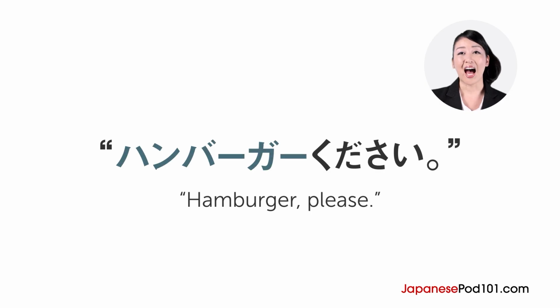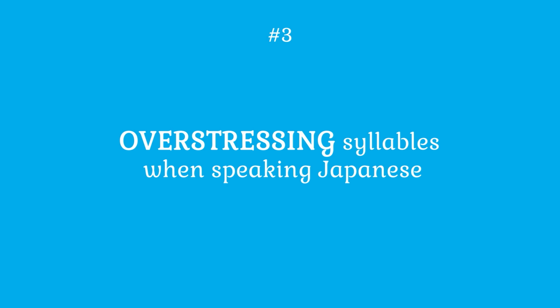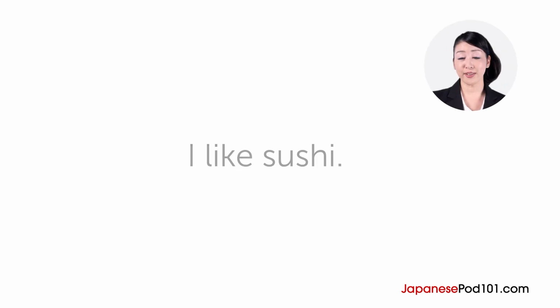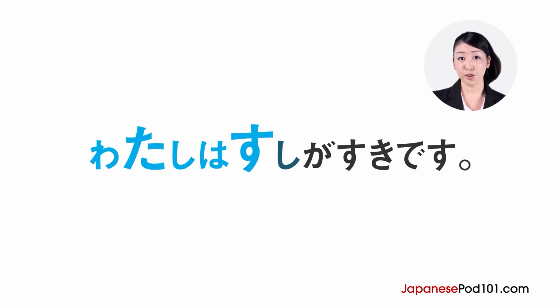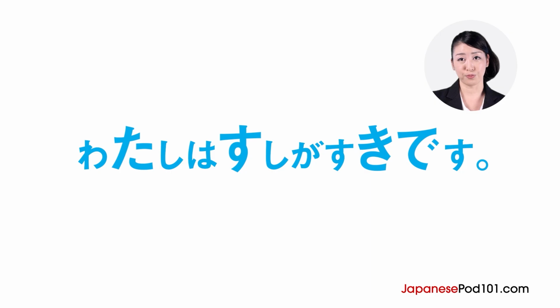Again, hamburger kudasai. Number 3. Overstressing syllables when speaking Japanese. How do you say this sentence? I like sushi. Pay attention to the stresses. If you read the Japanese sentence stressing syllables as you would in English, it would sound like this. Watashi wa sushi ga suki desu, meaning I like sushi.